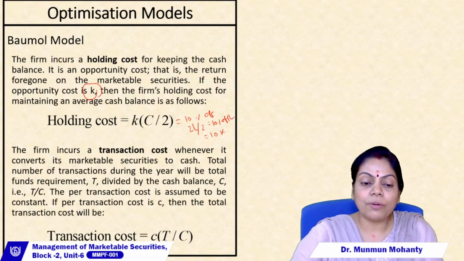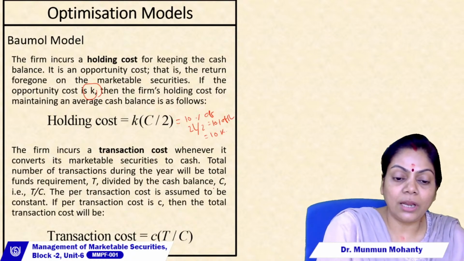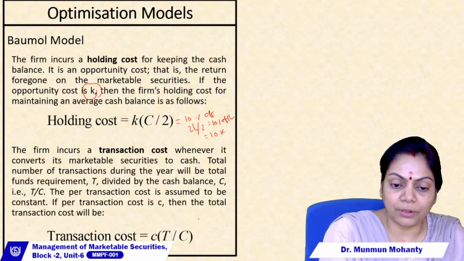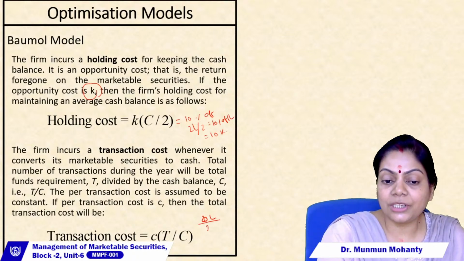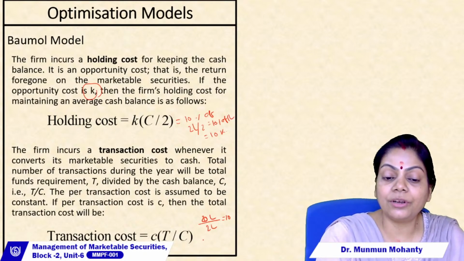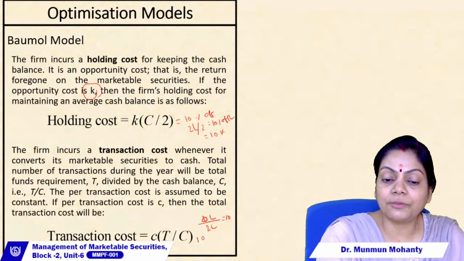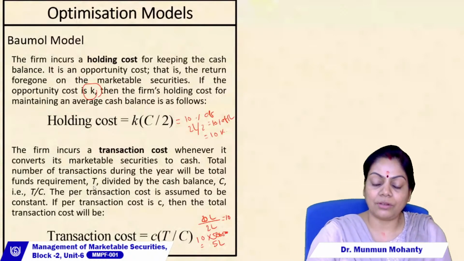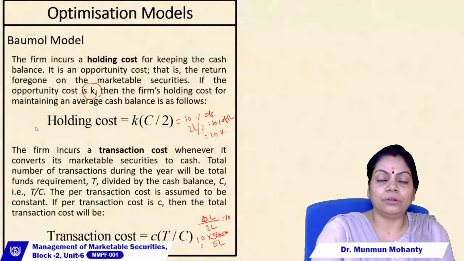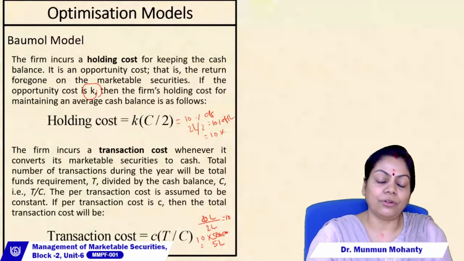So just now we saw that if my annual requirement of cash is, let us say, 20 lakh, and my cash balance is 2 lakh, how many times will I transact in a year? I'll transact 10 times in a year. Now, if my cost of transaction is 5,000 rupees per transaction, then I am going to spend about 50,000 rupees in converting the securities. Okay, 5,000 rupees is a bit on the higher side.